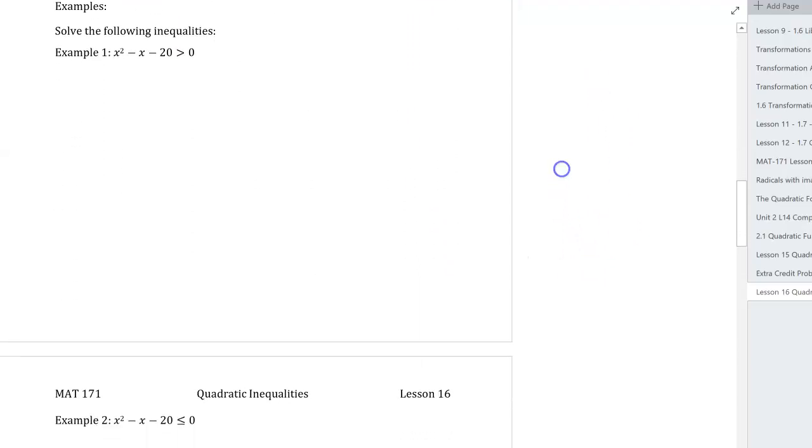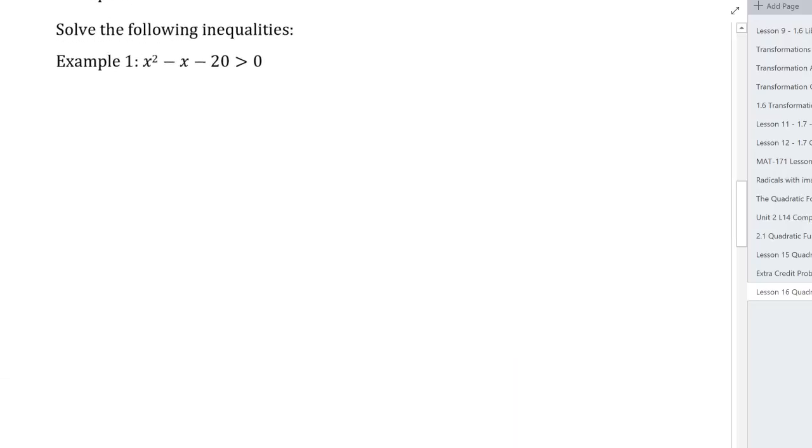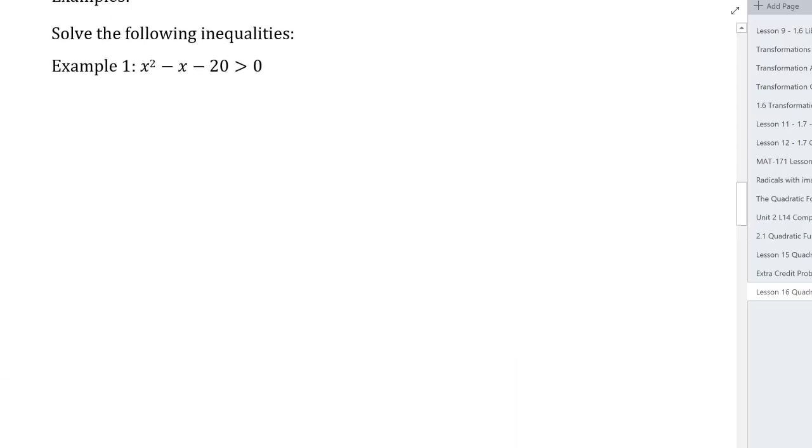So in example 1, we have the inequality x squared minus x minus 20 is greater than 0. So our preliminary work is done for us, as this is in standard form and we have 0 on the other side. So now what we want to do is look at the equation x squared minus x minus 20 equals 0, and we want to solve this equation. Now this one is factorable.